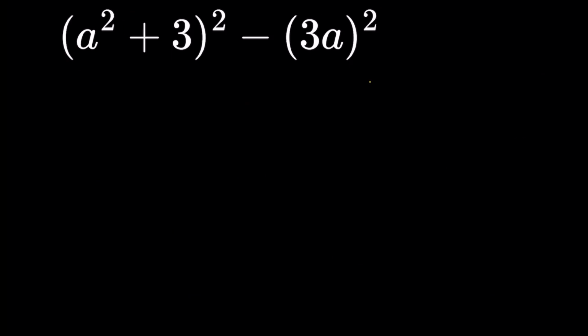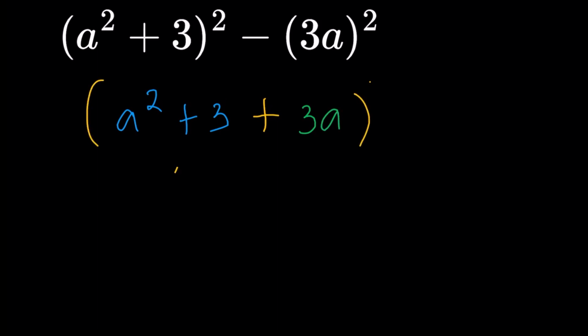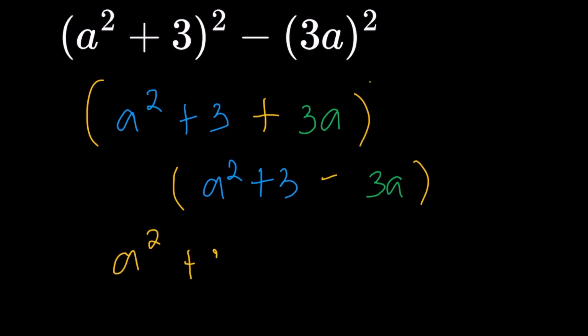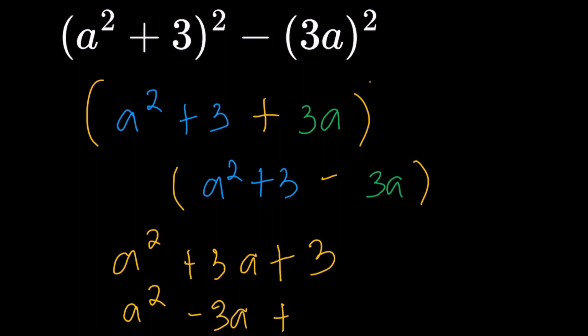All right, now let's focus on this one. We just have to factor it. That's a difference of two squares, so we're going to do a squared plus 3 plus 3a, multiplied by a squared plus 3 minus 3a. We can arrange the terms a little bit: a squared plus 3a plus 3, that's going to be the bigger factor, again, a is a positive integer, and a squared minus 3a plus 3.